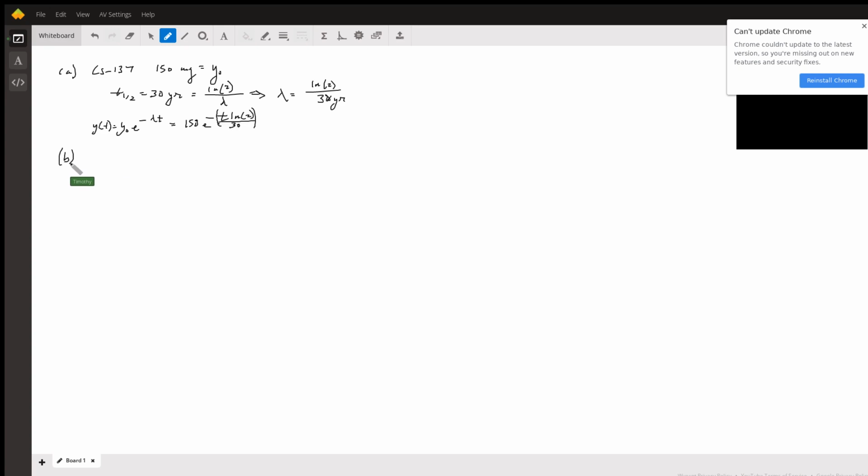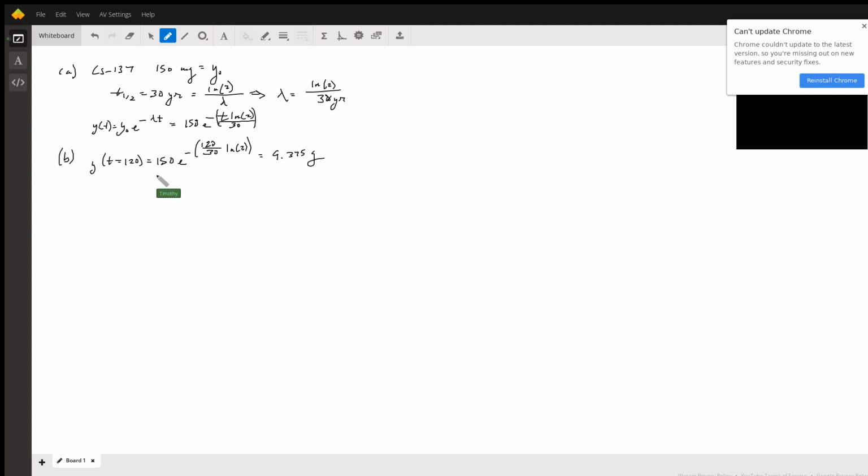For part B, it's saying how much of the original sample after 120 years is remaining. So we're just going to plug 120 years into t. So we're going to get y of t equals 120 is equal to 150 e to the negative 120 over 30 times ln2. So it's just basically negative 4 ln2 in the exponent. And you should get 9.375 grams remaining after 120 years.